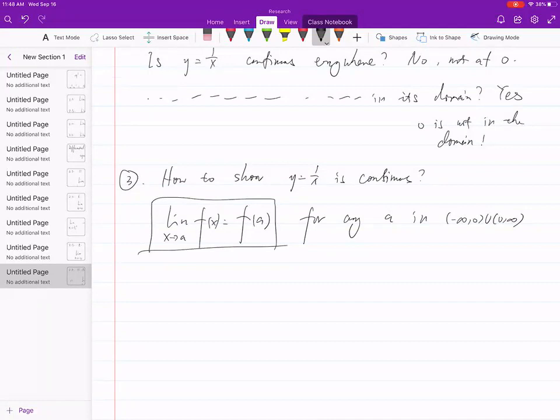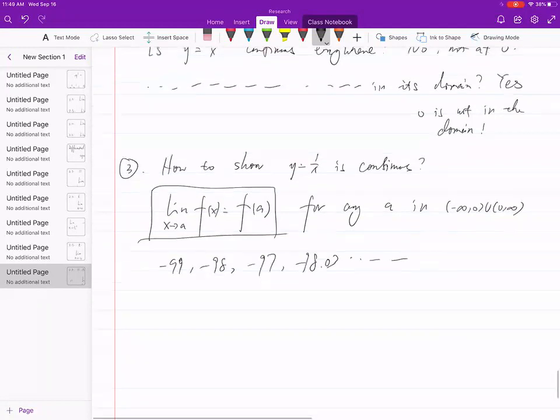Do you see the problem here? You can check one point at a time. How many points are there in the domain? Infinitely many. How do you convince people this one works for any A? This one works for negative 99. This one works for negative 98. This one works for negative 97 or 98.03. Do you find that there's no way you can check all the points?